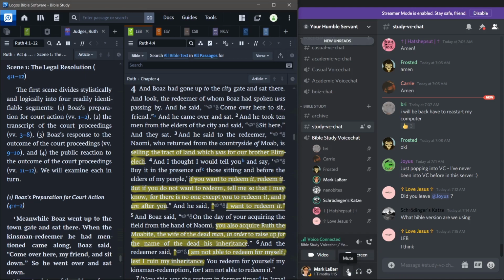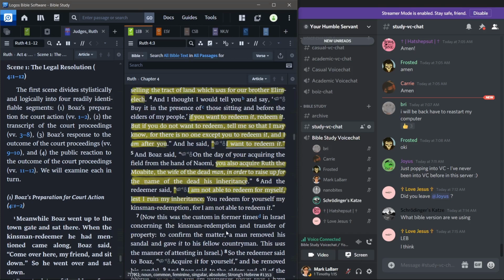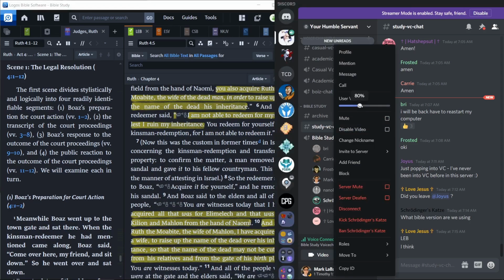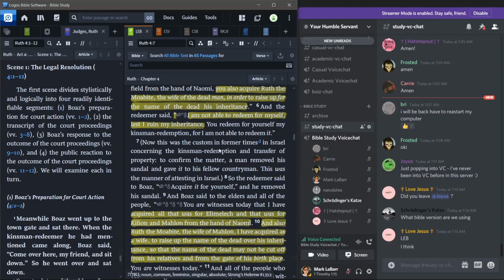Okay, Elimelech. And I thought I would tell you and say, buy it in the presence of those sitting before you, the elders of my people. If you want to redeem it, redeem it. But if you do not want to redeem it, tell me so that I may know, for there is no one except you to redeem it, and I am after you." And he said, "I want to redeem it." And Boaz said, "On the day of your acquiring the field from the hand of Naomi, you also acquire Ruth the Moabite, the wife of the dead man, in order to raise up for the name of the dead his inheritance." And the Redeemer said, "I am not able to redeem for myself, lest I ruin my inheritance. You redeem for yourself my kinsman-redemption, for I am not able to redeem it."